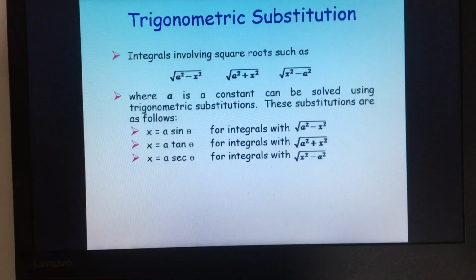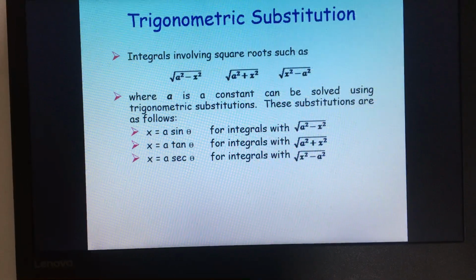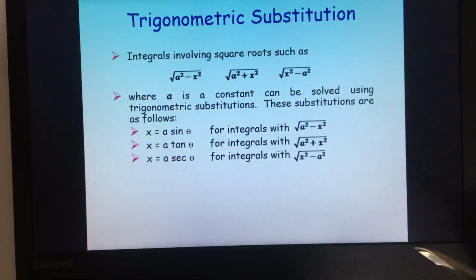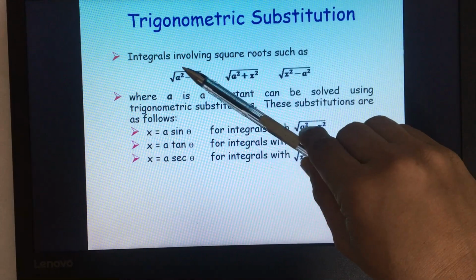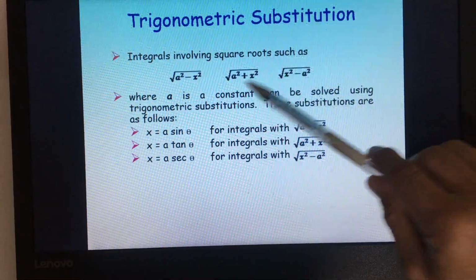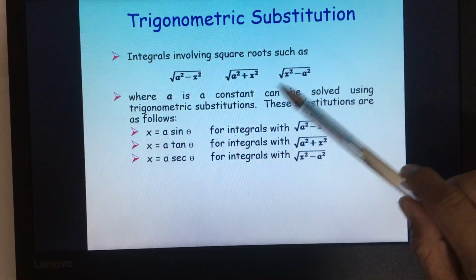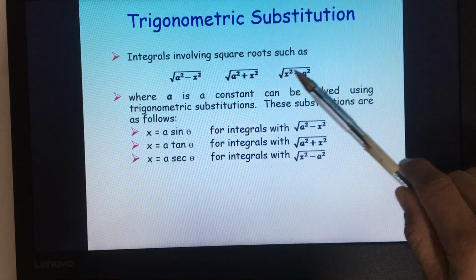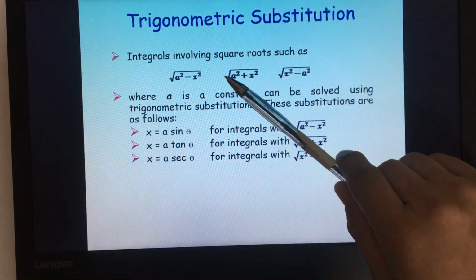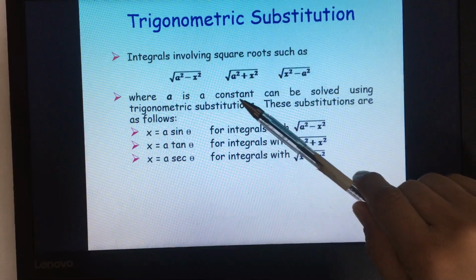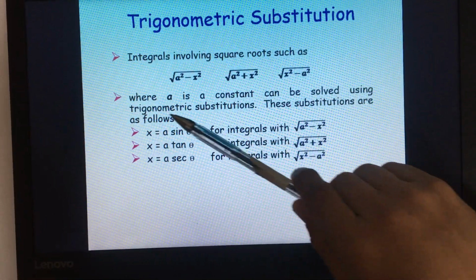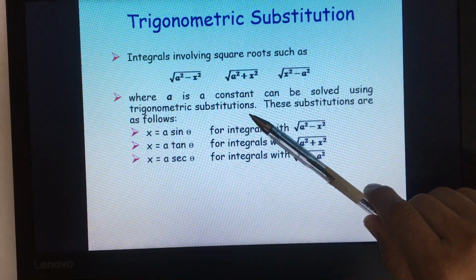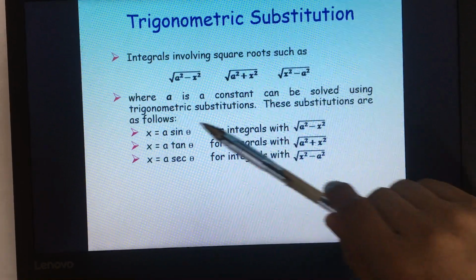Today we are going to continue our discussion on the trigonometric substitution. So these are the integrals that involve square roots, such as this. Okay, where from this square roots, and this a is a constant, and can be solved using the trigonometric substitutions. These substitutions are as follows.